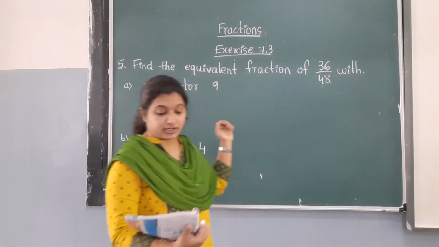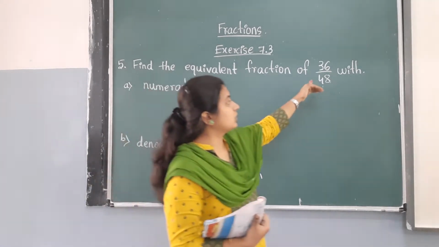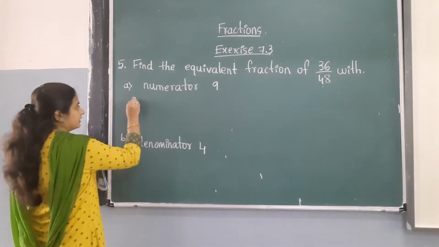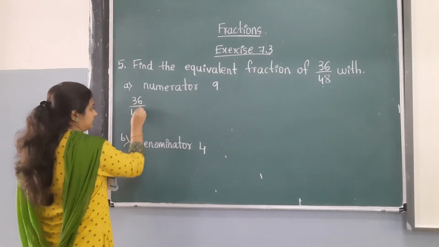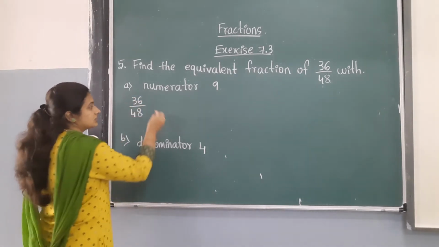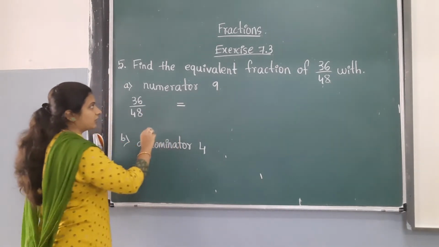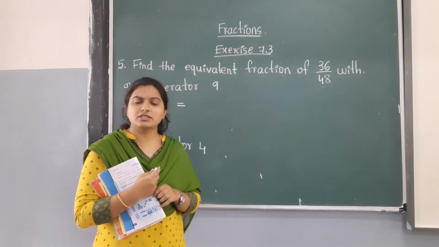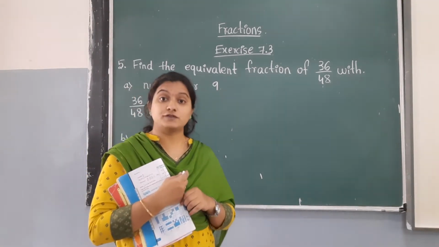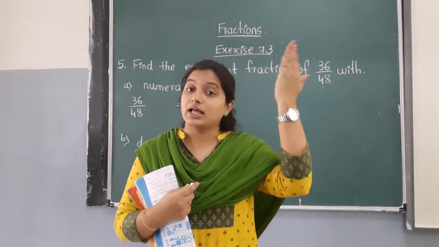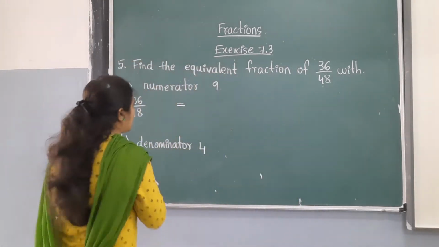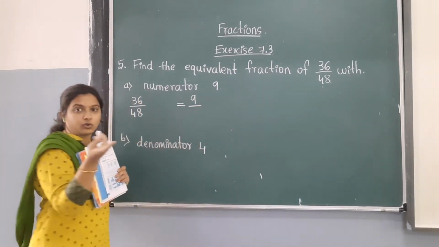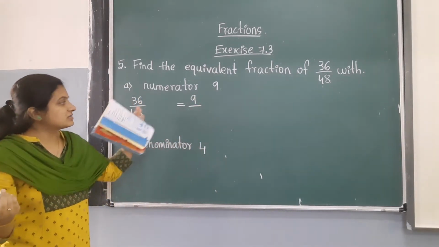As I taught you in the fourth question, you have to write the main question for A and B also. 36 by 48. Correct? So leave some space. Put is equal to and write numerator 9. Numerator is the place which comes above the line. So 9 is here. Down what we have to write? We don't know. Only this much we have.